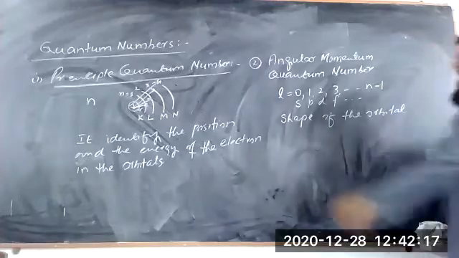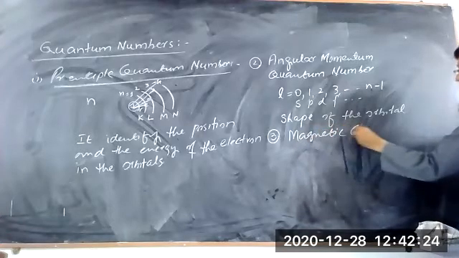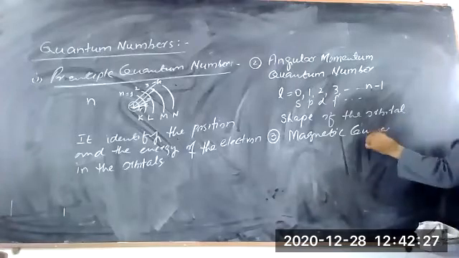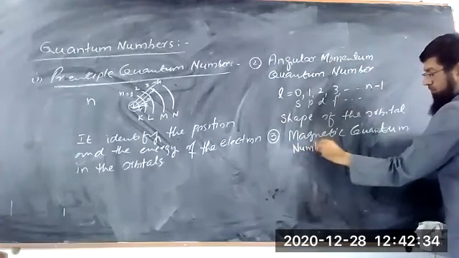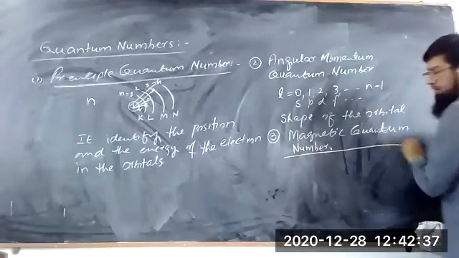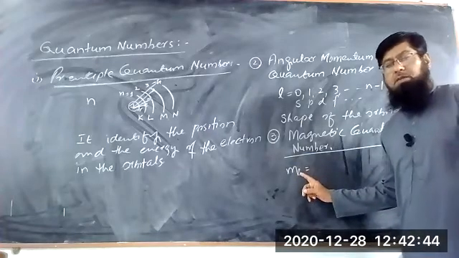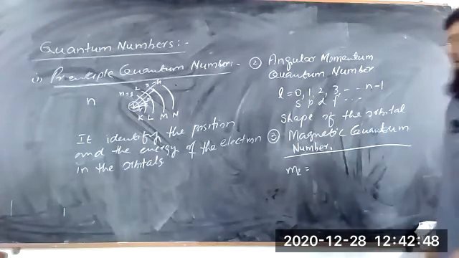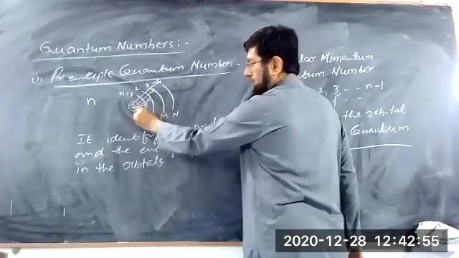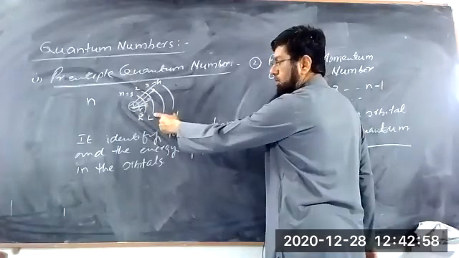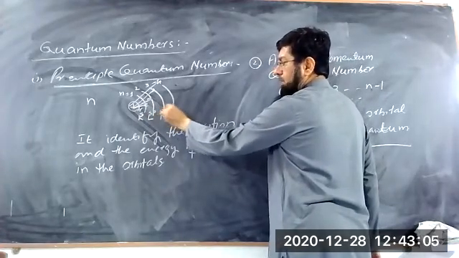The third quantum number is known as the magnetic quantum number. What is the magnetic quantum number? It is designated by m, and this is the magnetic quantum number due to its orbital motion. Because the electron is orbiting here, if we say this is the K shell, in the K shell there is a single orbital, which we call the S orbital. In the L shell there are two orbitals, the S and P orbitals. In the M shell there are three orbitals, the S, P and D orbitals, and so on.